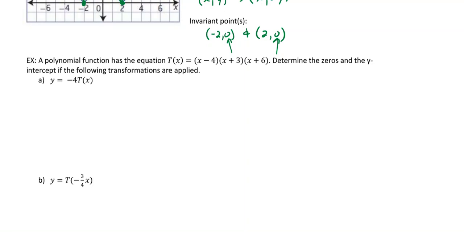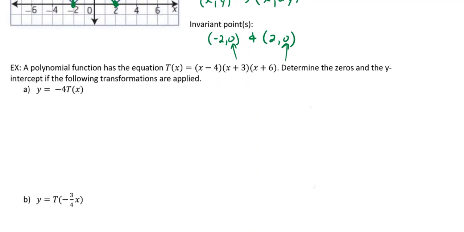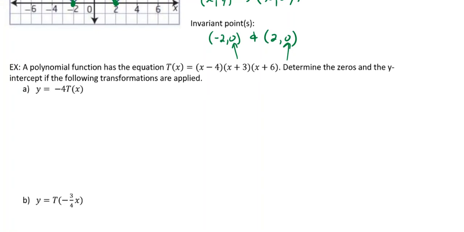Okay, so a polynomial function has the equation t of x is equal to that. Determine the zeros and the y-intercept if the following transformations are applied. Okay, so we've got y is equal to -4 t of x. What's happening here? We've got a vertical stretch of, the vertical stretch of what?